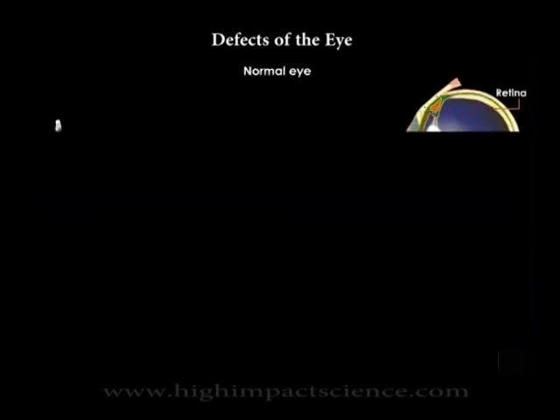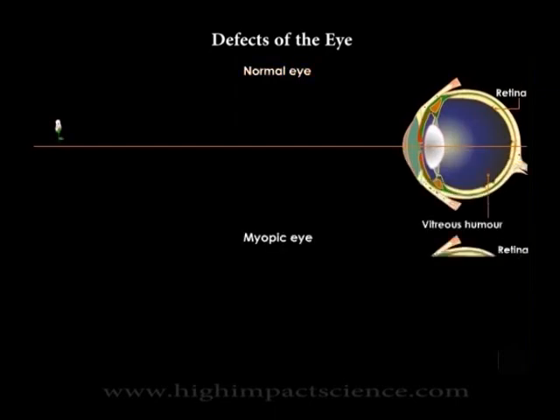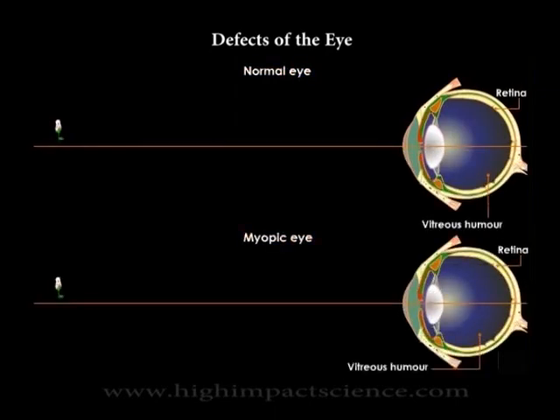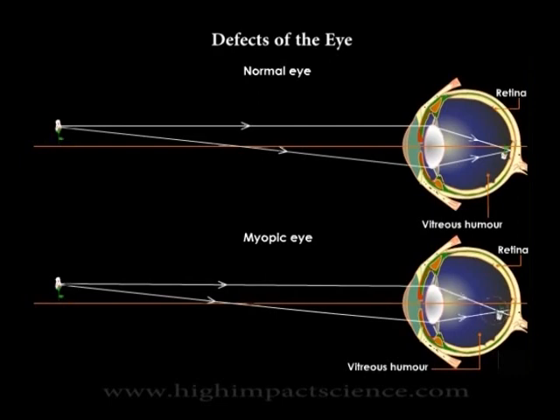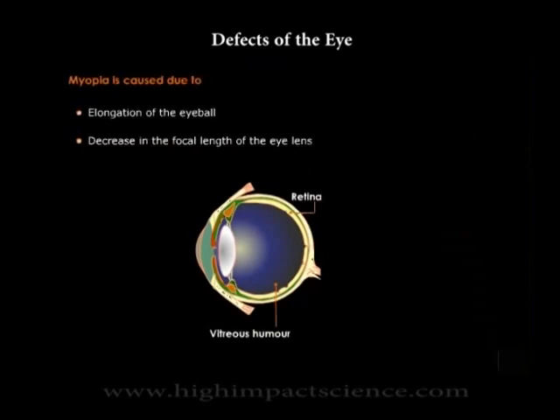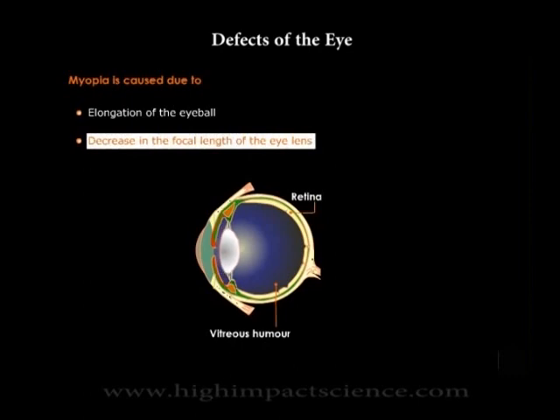Here you can see the image formation in a normal eye and a myopic eye. In the case of the normal eye, light rays from the flower fall on the eye and converge on the retina. Whereas in the myopic eye, the rays are focused in front of the retina. Myopia occurs due to elongation of the eyeball, that is, the distance between the retina and the eye lens is increased, or decrease in the focal length of the eye lens.